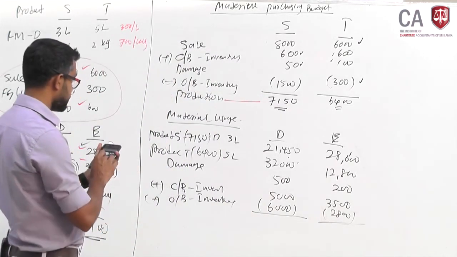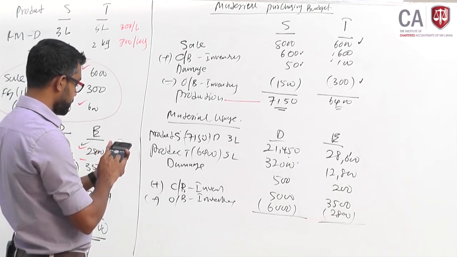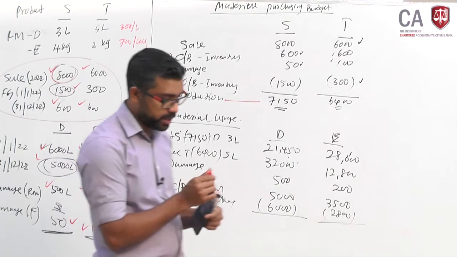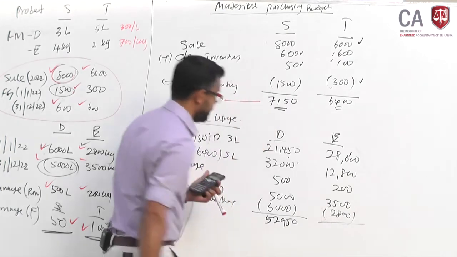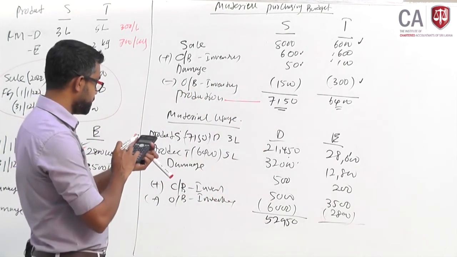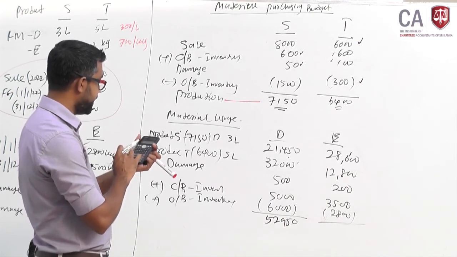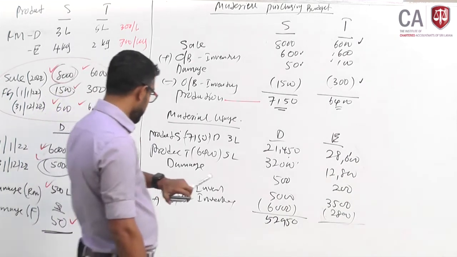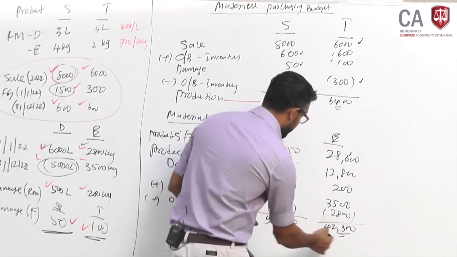$2,800. $52,950. So other side 28,600 plus 12,800 plus 200 plus 3,500 minus 2,800. 42,300. So this is raw material requirement.